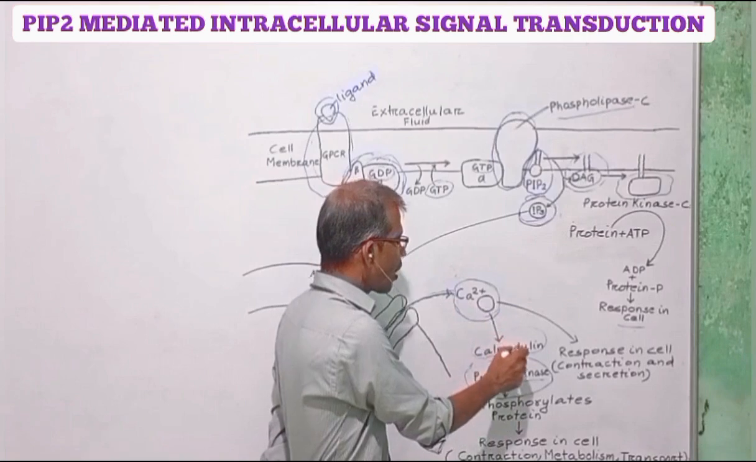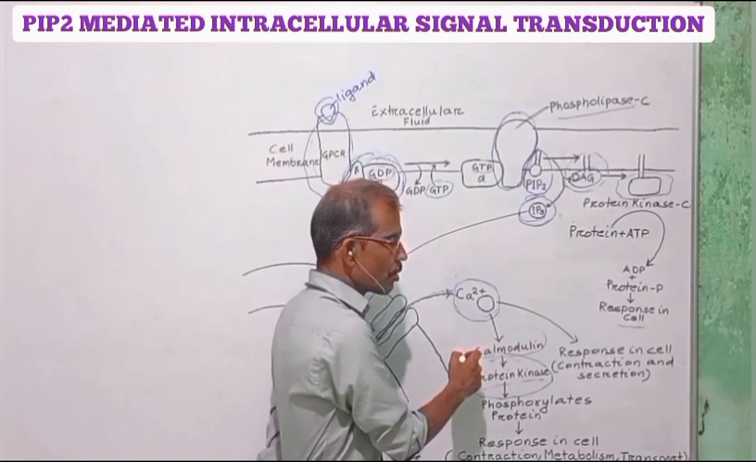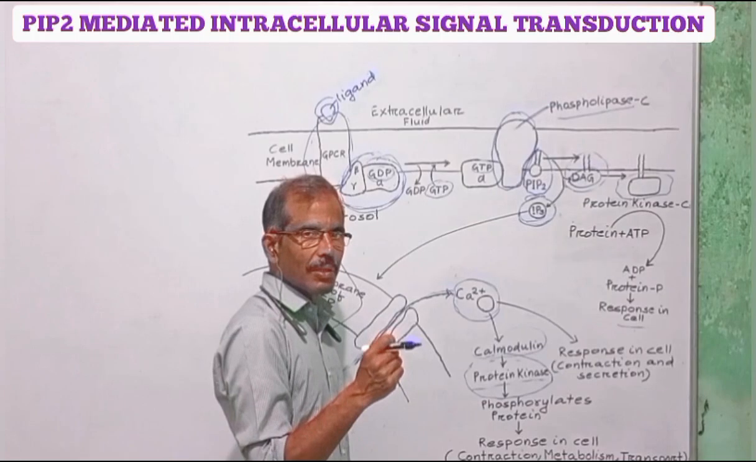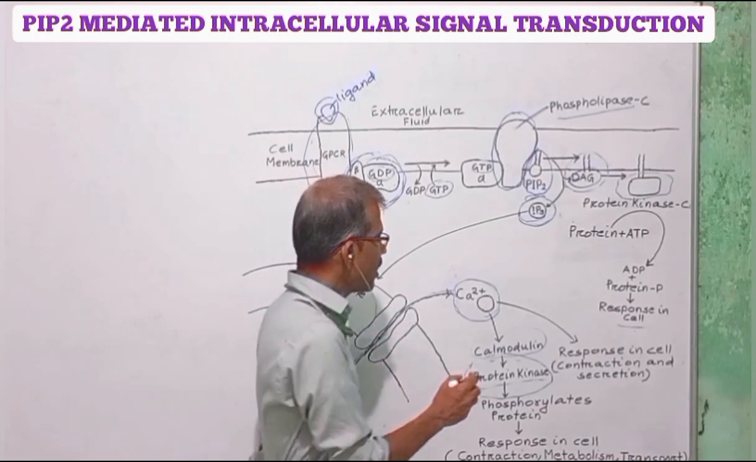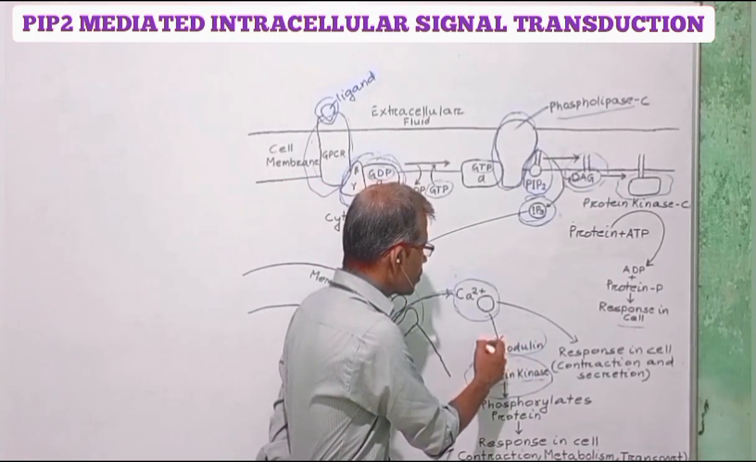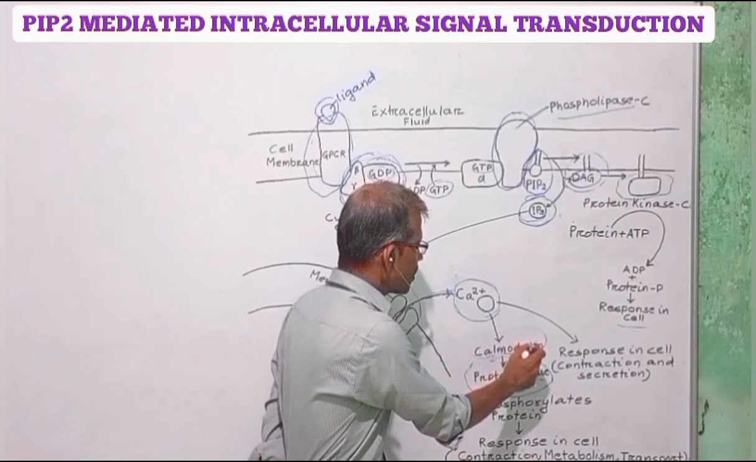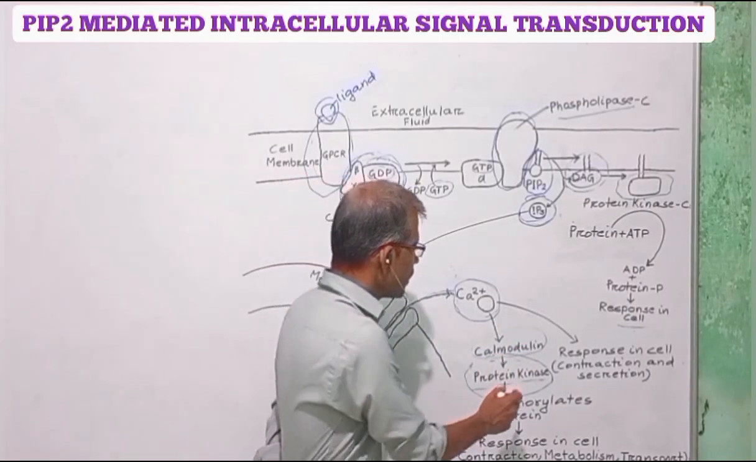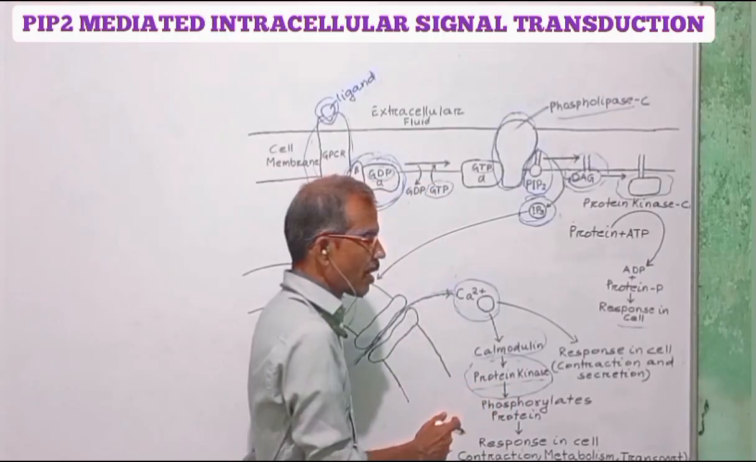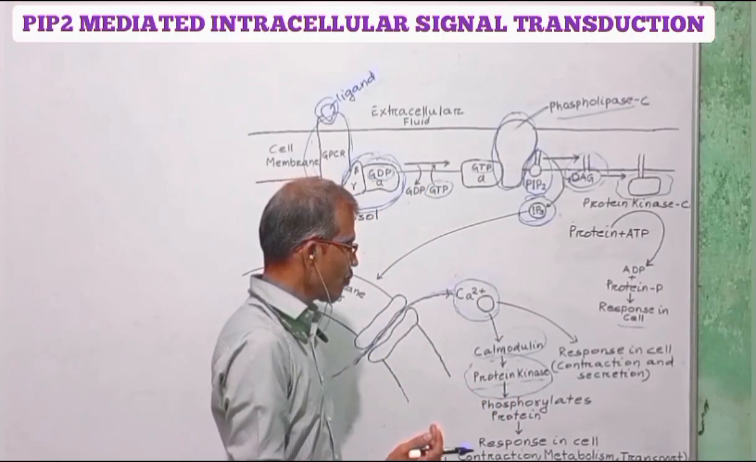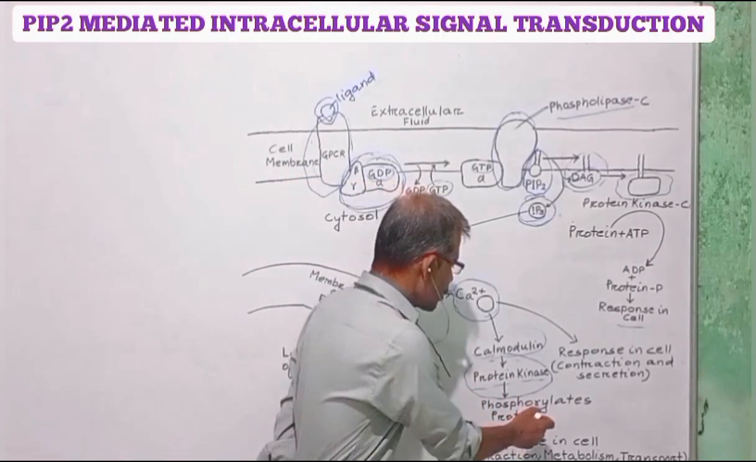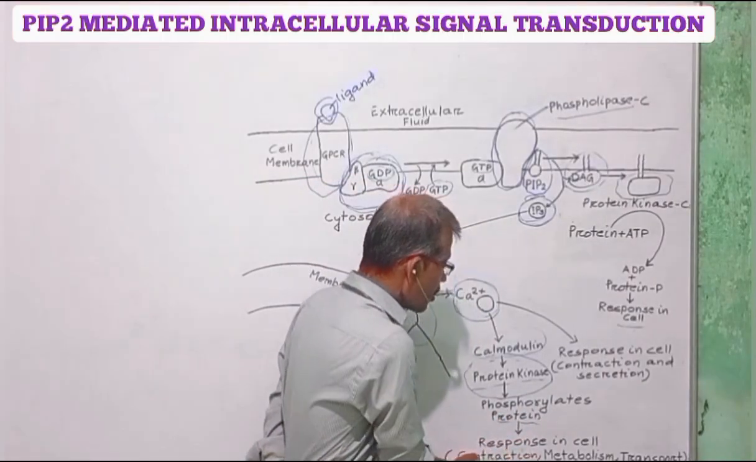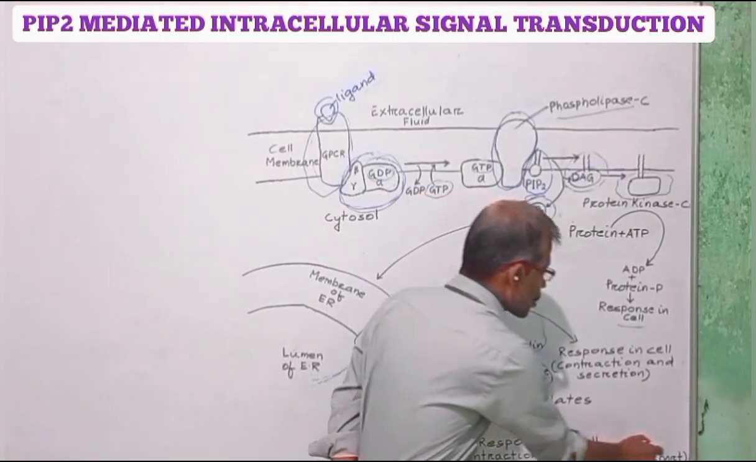The calcium ions bind with calmodulin. Calmodulin is a calcium binding protein. Binding of calcium ions induces conformational change in the calmodulin, which then activates different types of protein kinase, which in turn phosphorylate specific proteins that regulate contraction, metabolism, and transport.